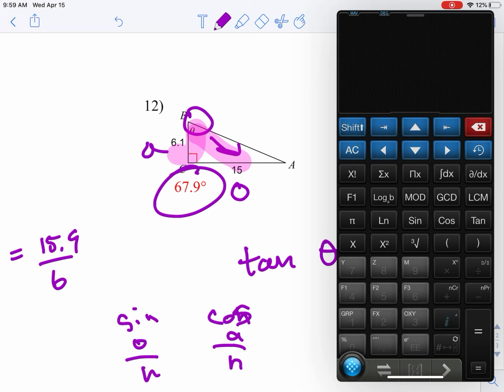So like if I put shift, oops, what the heck? What the heck's going on?